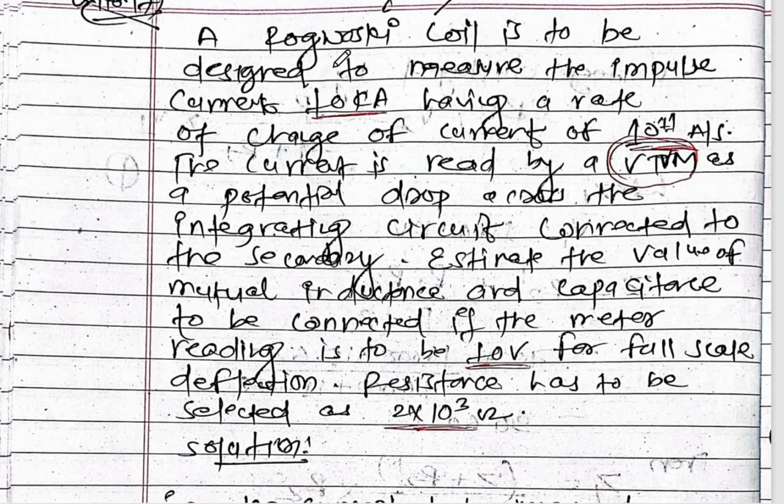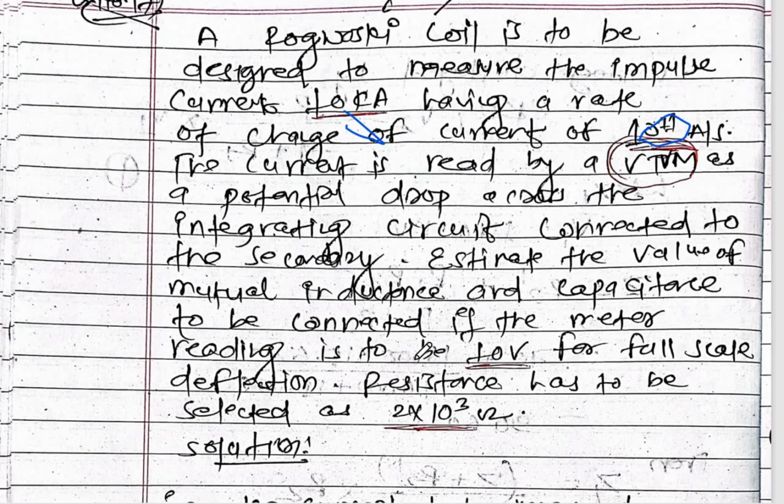Hello everyone and welcome to the numerical series of high voltage. Today our numerical problem is: a Rogowski coil is to be designed to measure an impulse current of 10 kiloampere having a rate of change of current of 10 to the power 11 ampere per second. The current is read by a VTVM as a potential drop across the integrating circuit connected to the secondary. Estimate the value of mutual inductance and capacitance to be connected.